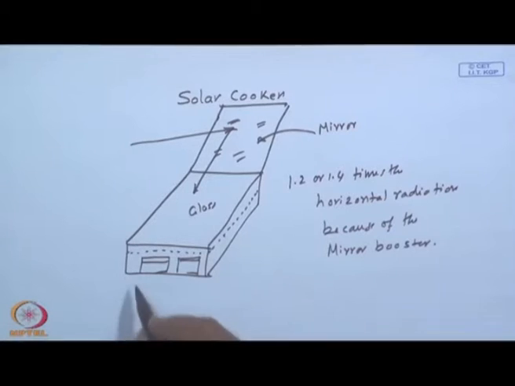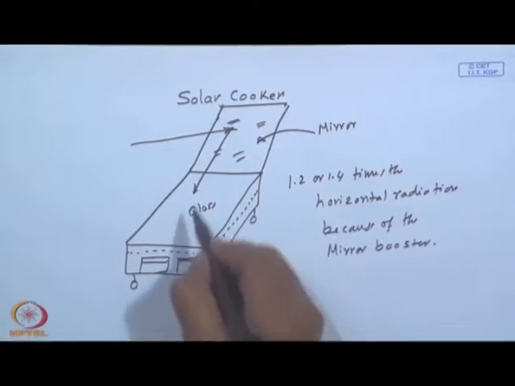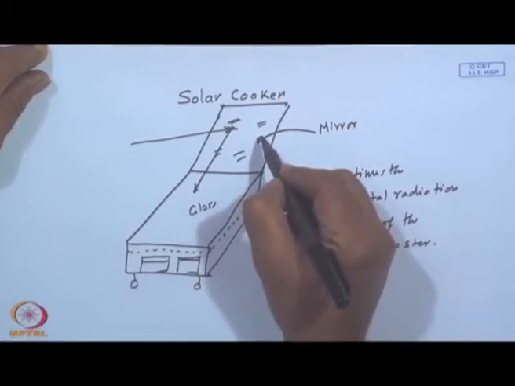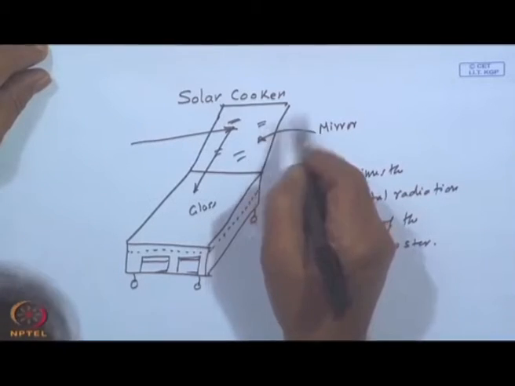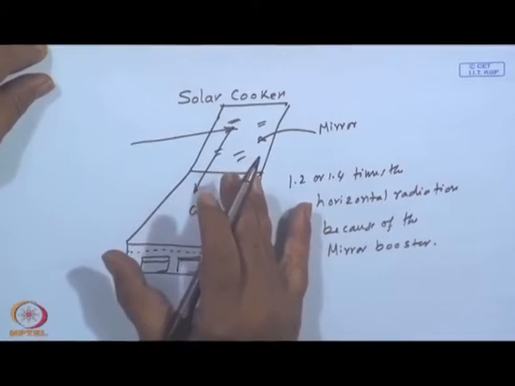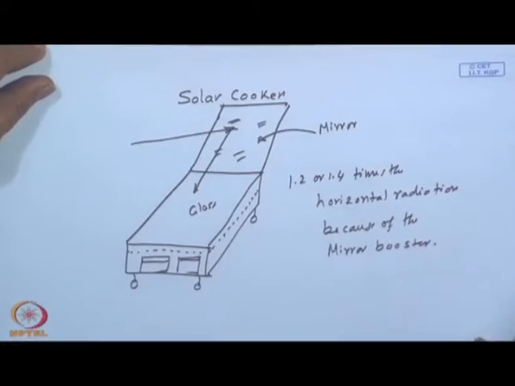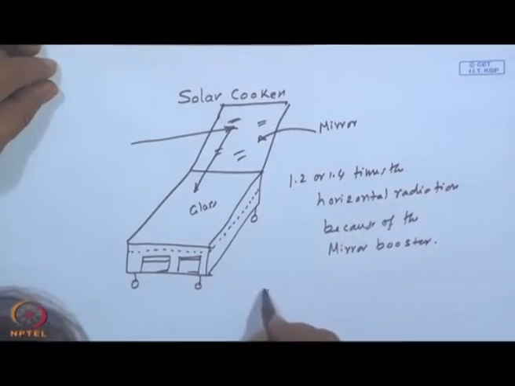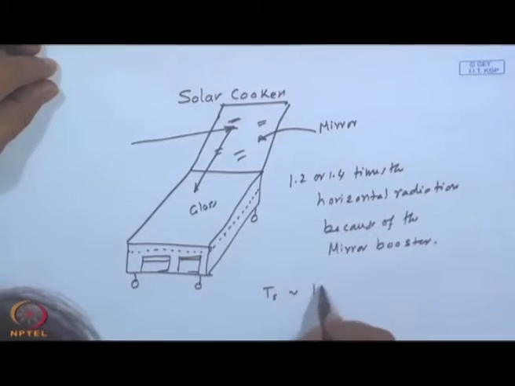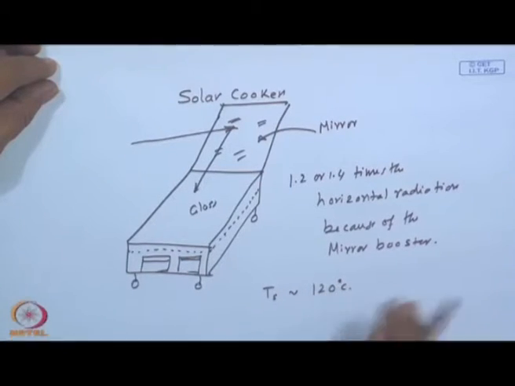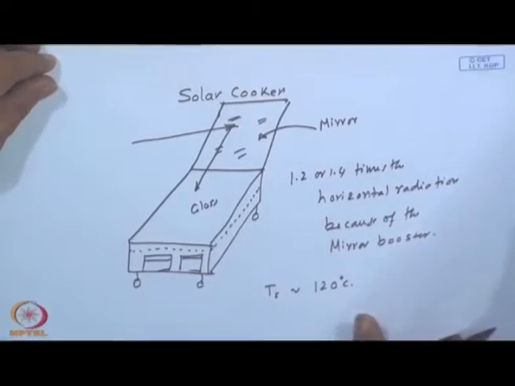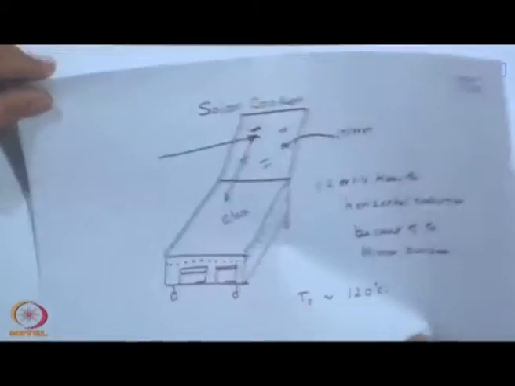Okay. And this may have little wheels if you want to move from one place to the other. So, you can adjust this angle depending upon the time of the sun, and you can orient it towards the sun. Of course, somebody has to be monitoring it, and the stagnant temperature Ts could be around 120 degrees C, which is sufficient to break the hydrogen bonds in rice and vegetables and dals.